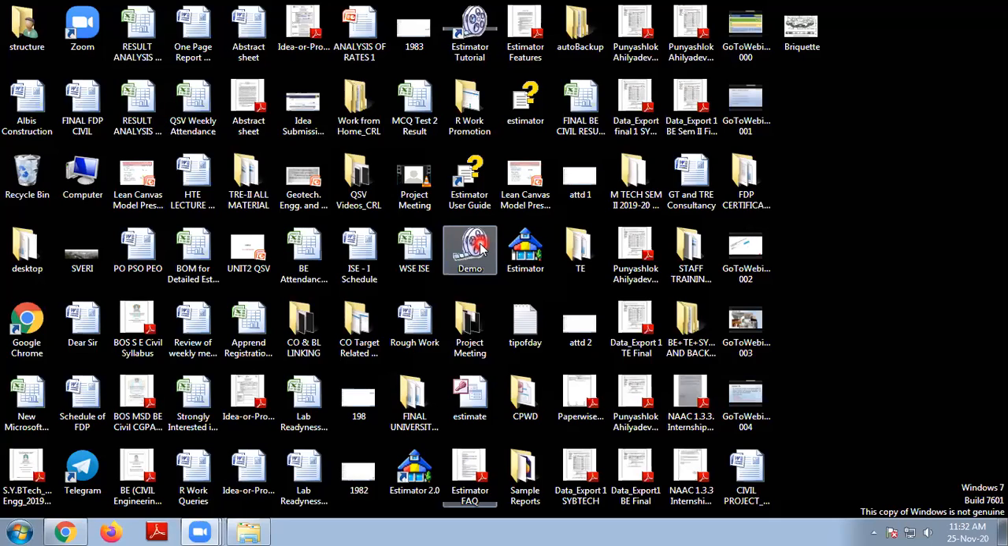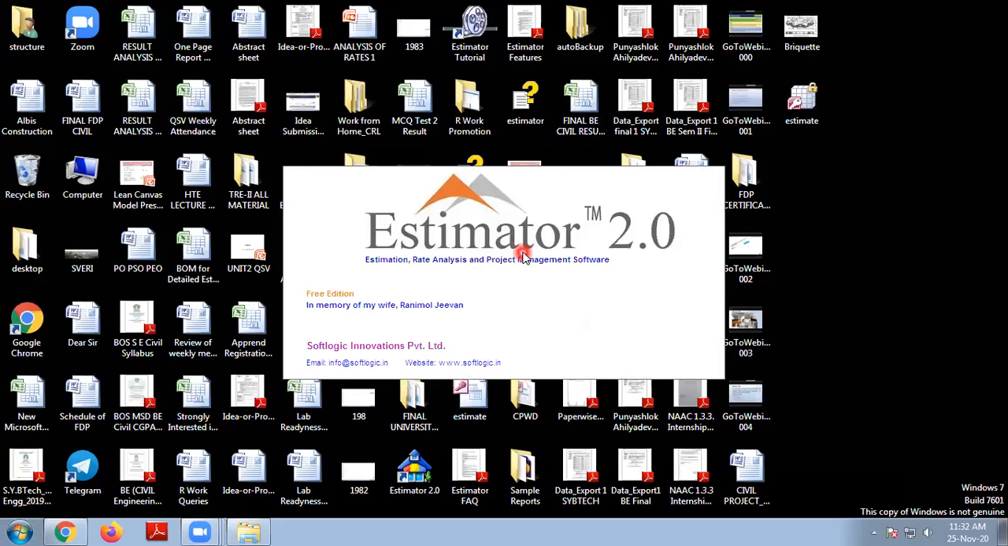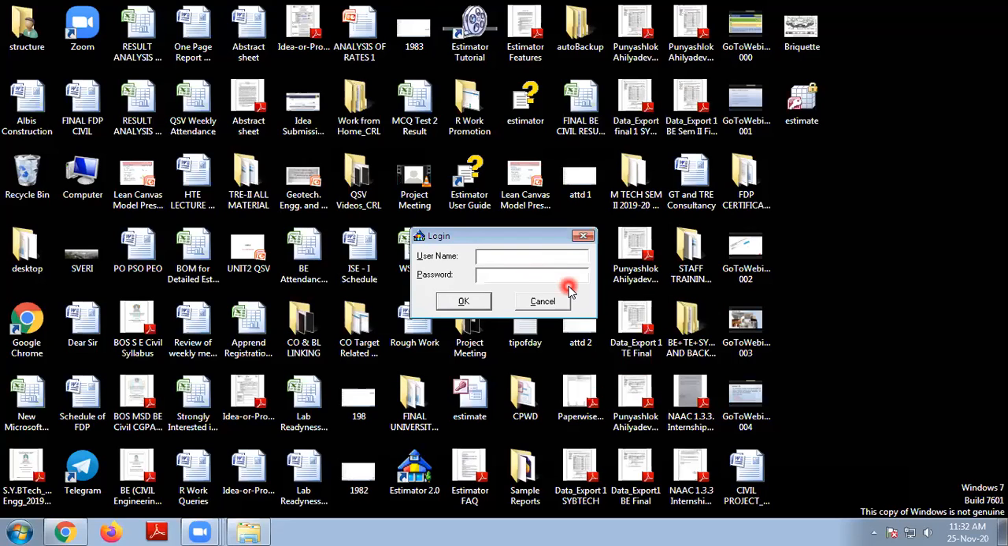A username and password is required for this particular software. I think something like civil 123 is the password. For the free version, they are going to provide the username and password to you. I just forgot the username and password at this particular time.